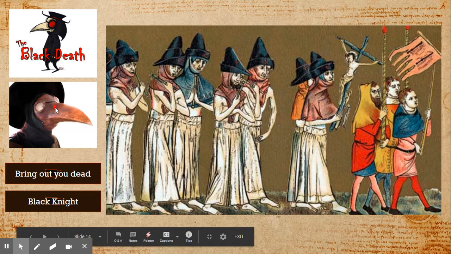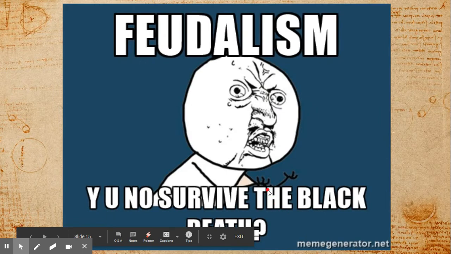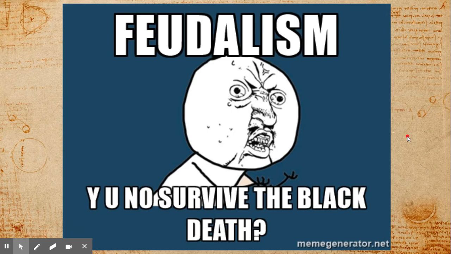And here's a good picture of what the doctors would wear. Those would have herbs and scents inside and stuff like that. They thought that would help them. And feudalism didn't survive the Black Death. Feudalism causes peasants to become more important and kind of messes up the whole system, which was a good thing for those people that were tied to the land.